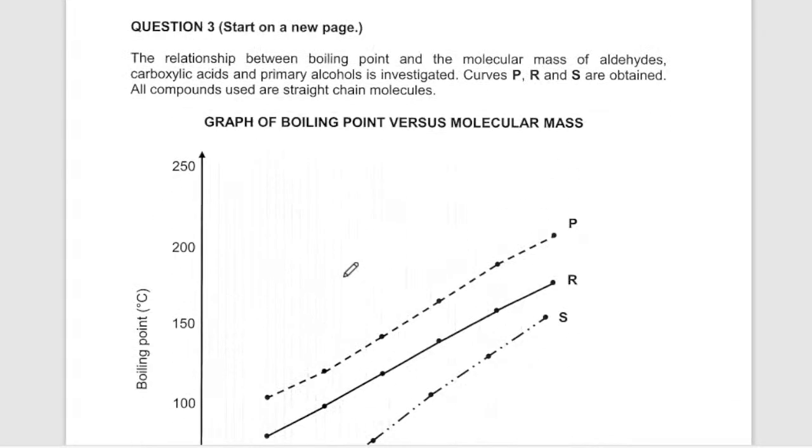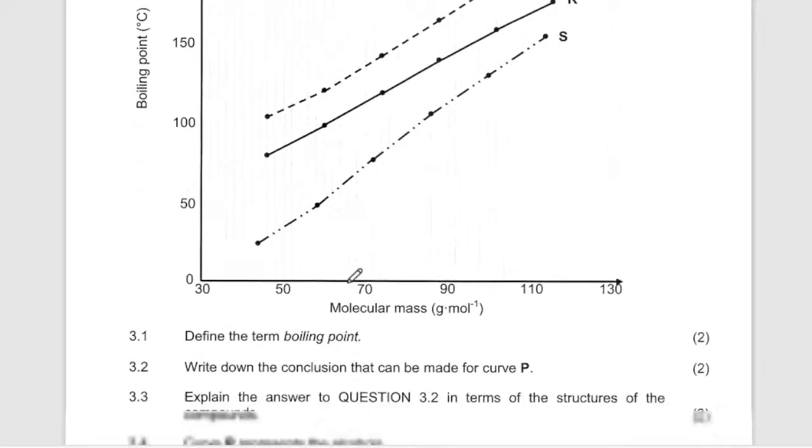They're saying the relationship between the boiling point and the molecular mass of aldehydes, carboxylic acids, and primary alcohols is investigated. Okay, the curves P, Q, R, and S are obtained. All compounds used are straight chain. This is a key point, a straight chain. So it means that you won't be disturbed.